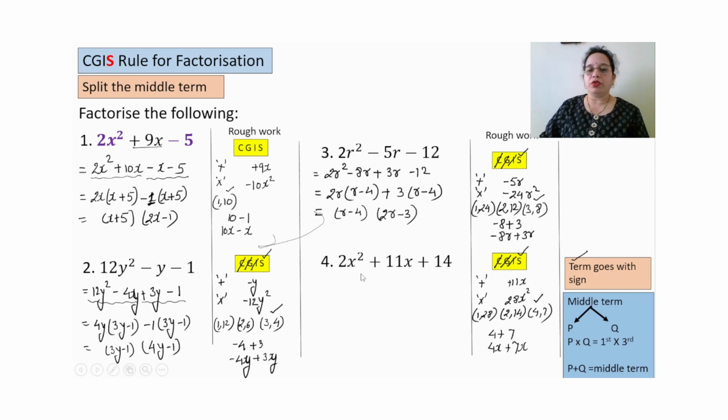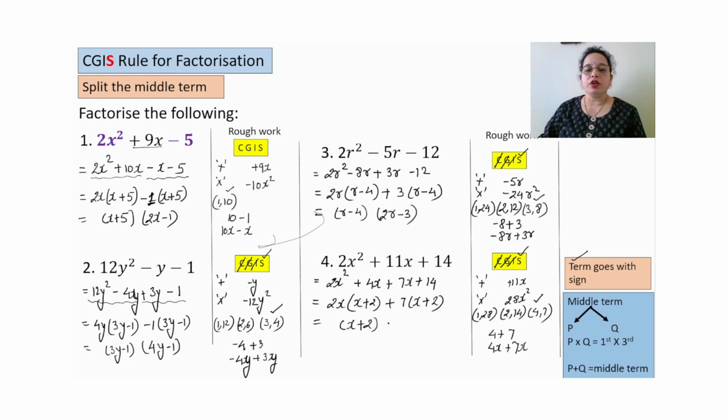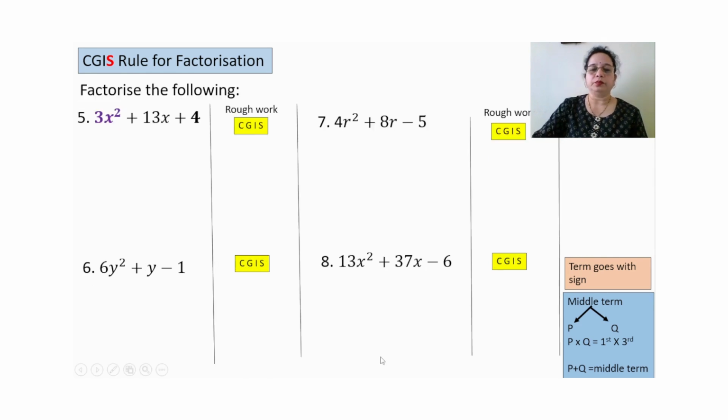So now we will write down over here 2x square plus 4x plus 7x plus 14. From the first two terms take 2x common. So what is left inside the bracket? x plus 2. And from the next two again take 7 common. So what is left? x plus 2. So again take x plus 2 common. So what is left now? 2x plus 7.